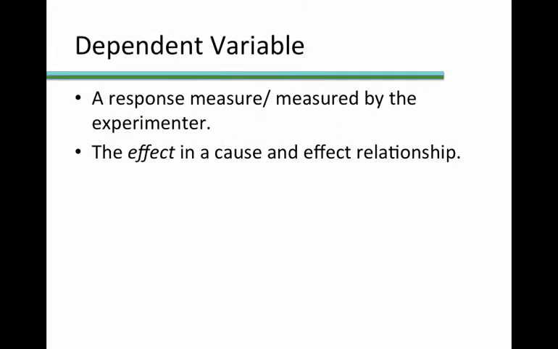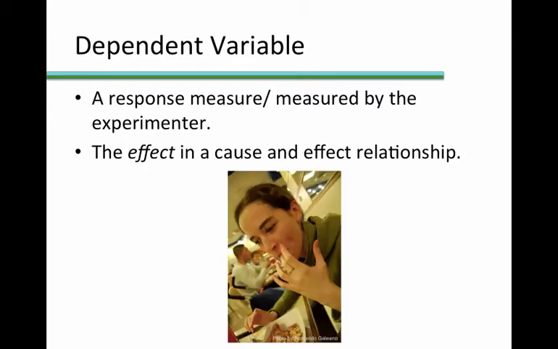So, as you guessed it, the dependent variable is the effect in a cause and effect relationship. It is being affected by the independent variable. So in our example, the finger licking response is the dependent variable. A dependent variable is a response measure. It is the variable that is measured in the experiment.